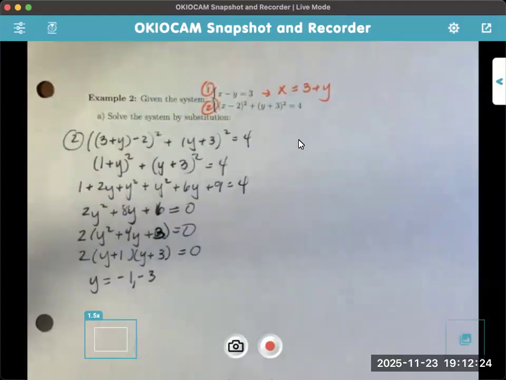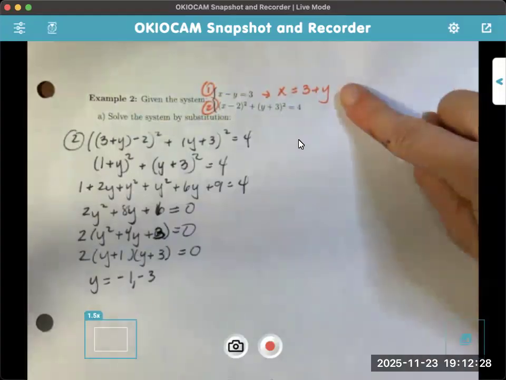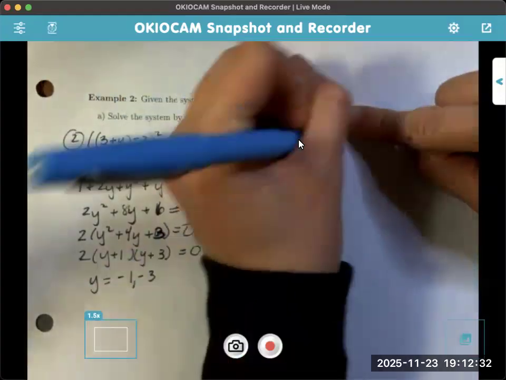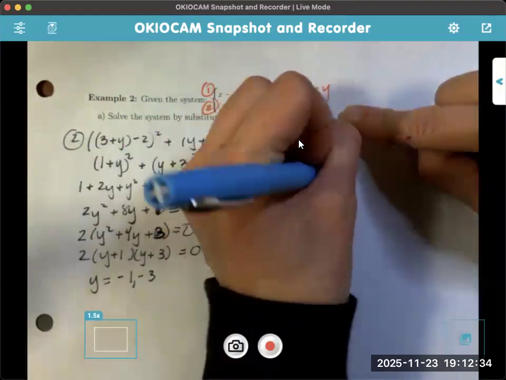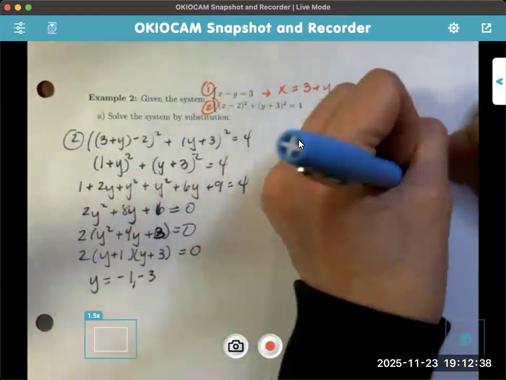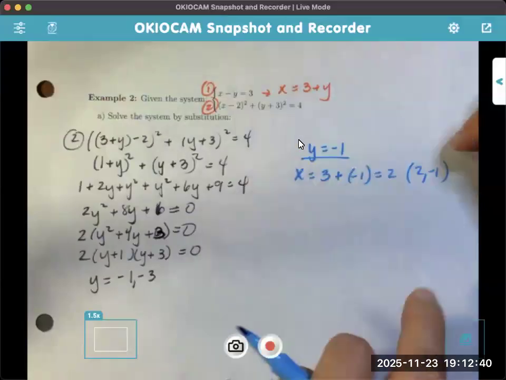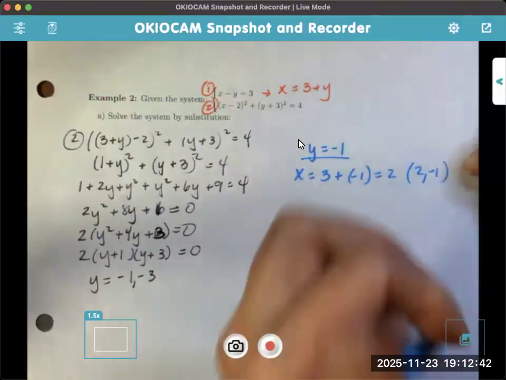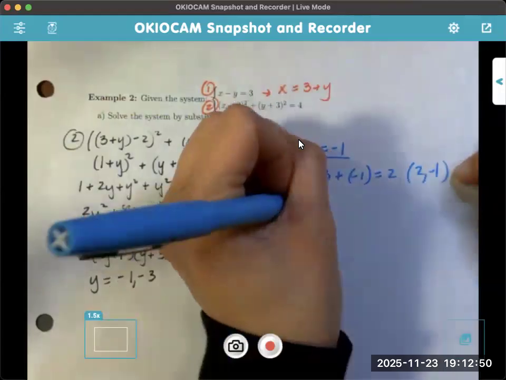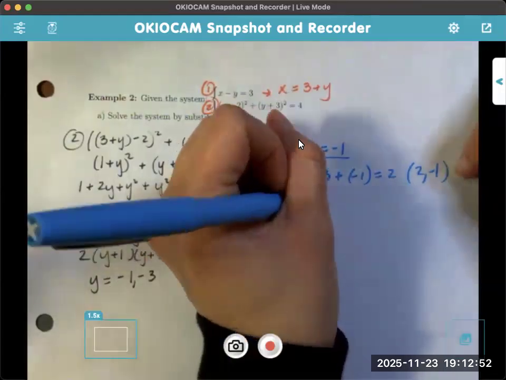But are we done? Almost. Now we got to come back up here to find our x partners. So if y equals -1, then x is equal to 3 plus -1, or 2. So that gives us the point 2 comma -1. Again, remember that this is ordered pairs. So x is first, the y is second. Don't let that trip you up. Don't say -1, 2, because that's not right.